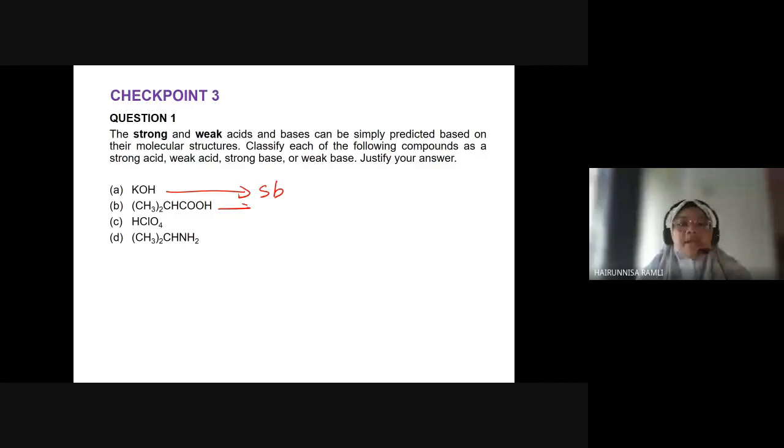How about this one? B? Weak acid. Kenapa weak acid? Because this is carboxylic acid kan. All of the carboxylic acid, ya, ada electron donating. You tak payah tengok belakang ni pun. Tengok COOH je kita tahu dah dia weak acid.